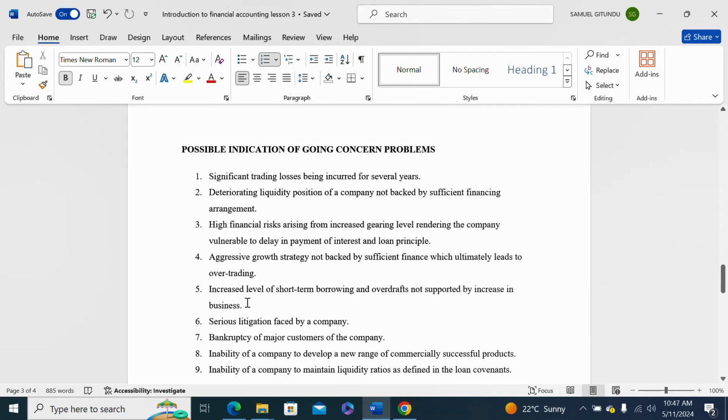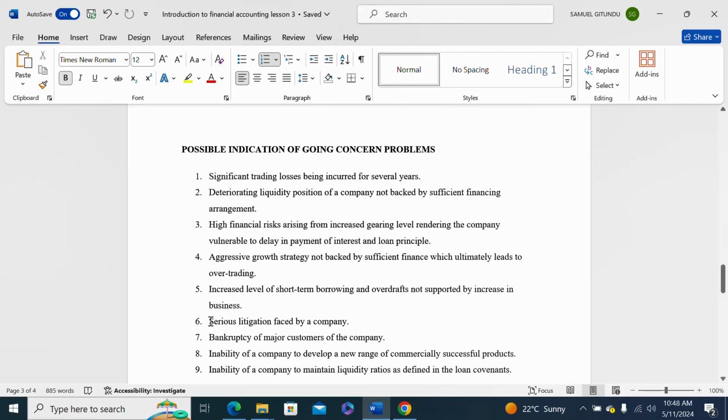Then the other indication is the increased level of short-term borrowing and overdraft not supported by increase in business. The company is having a lot of overdraft, or a lot of short-term borrowings, and you are not seeing where those overdrafts are going. You are just seeing the borrowing, but those borrowings are not leading to increase in trading. They are not leading to increase in the inflow of cash. They are not leading to increase in business. Therefore, that is an indication that the company might not operate in the foreseeable future. The company might go into bankruptcy, or the company might be liquidated in the foreseeable future.